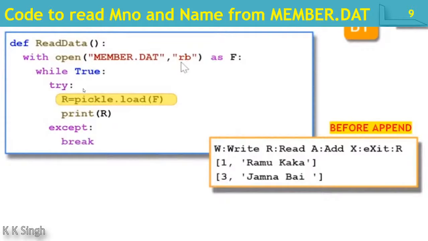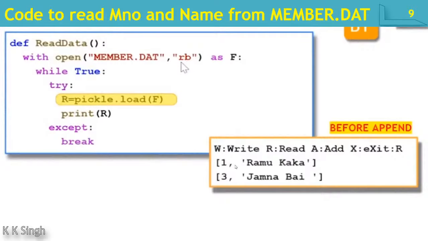How to read the information from the file? I'll use the record object: R is equal to pickle dot load from the file. What is F? F is representing member dot dat. So from member.dat, I am going to read the information, and I am loading the information and storing it into R, and after storing the value into R, I am going to print it.